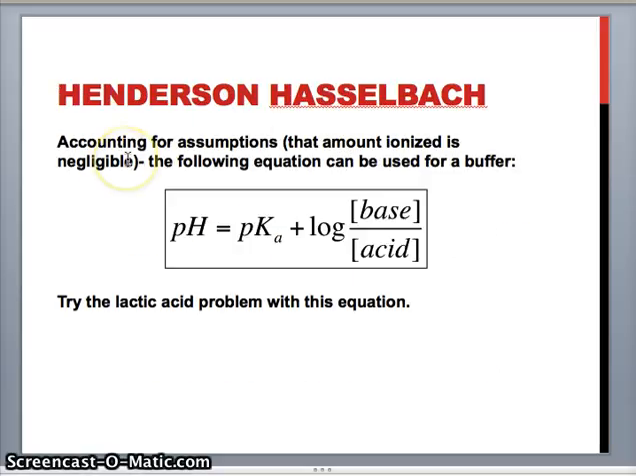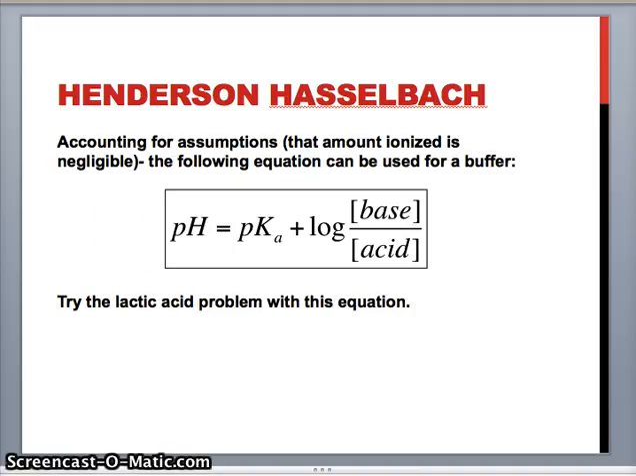So if we account for the assumptions, that we can always assume that x is small for buffers, then the following equation can be derived. This equation is written a little bit differently on your useful info sheet, and I'll show you the exact version that's on your useful info sheet in a second. But this equation is called the Henderson-Hasselbalch equation, and it's really helpful to use for buffers.